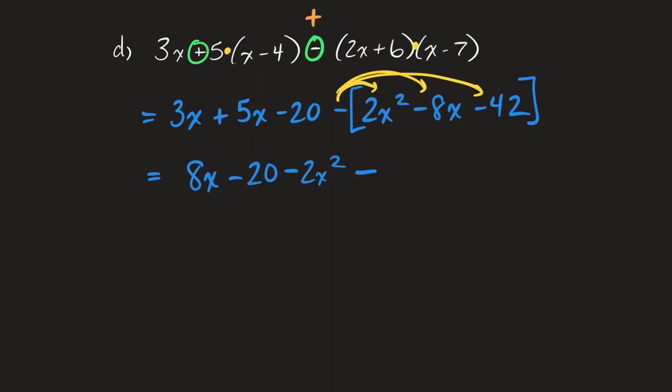I'm going to subtract a negative 8x. So I'm really going to add it. And then subtract a negative 42. I'm really going to add that. There you go. The rest is just collecting like terms. So you have your negative 2x squared plus a 16x plus a 22.